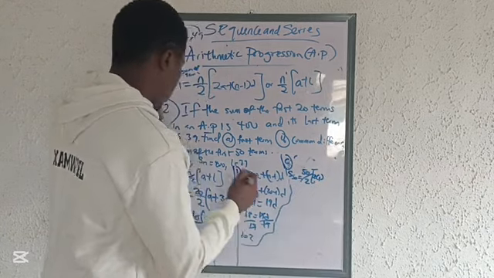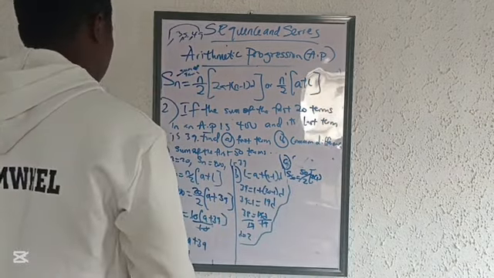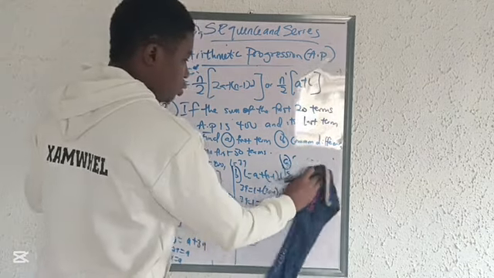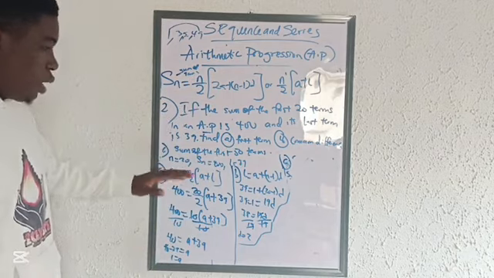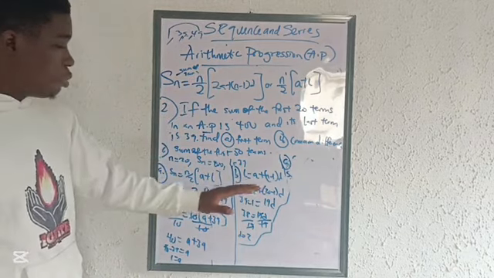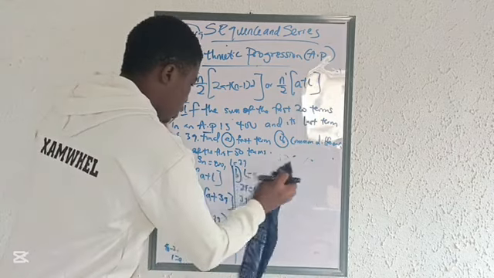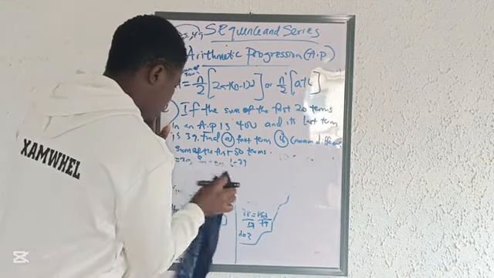I think I need to clean this so that there will be more space. We already saw how I got the first term A and B, the first term and the common difference. So I want to clean this. Sorry for that. I want there to be space.